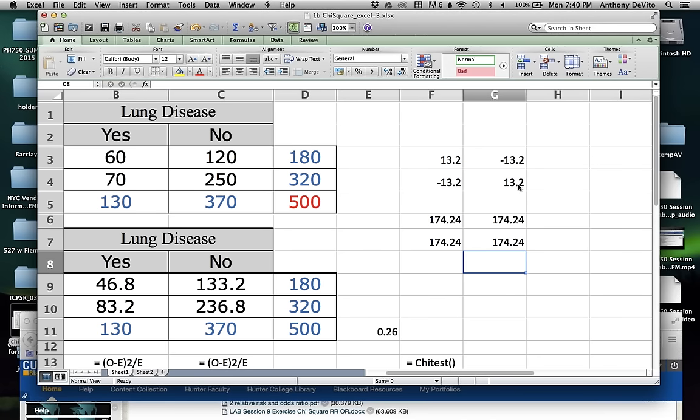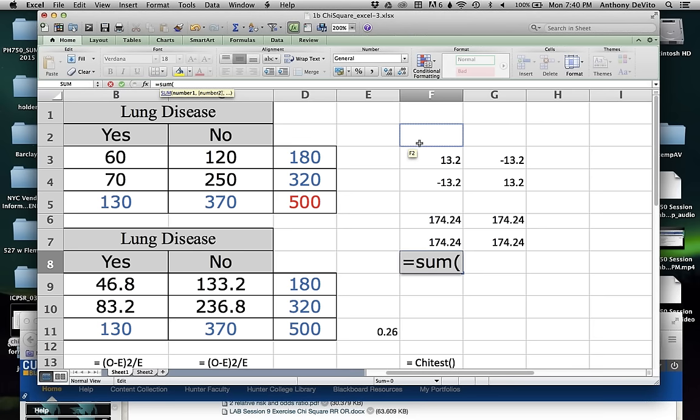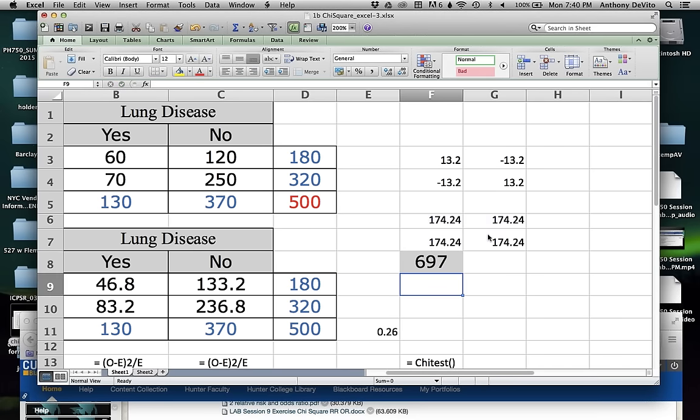Now when I add them up, the sum of all these numbers, oops, I didn't put an equal sign in there. The sum of all these numbers is going to be some positive number, and the bigger the differences are, the bigger that number is going to be. The only problem now is this number is up in the stratosphere because I squared everything.